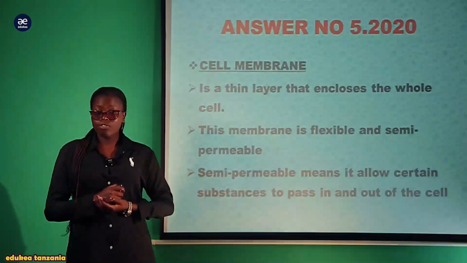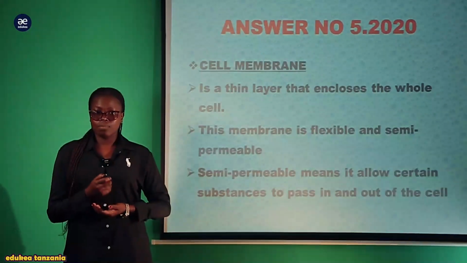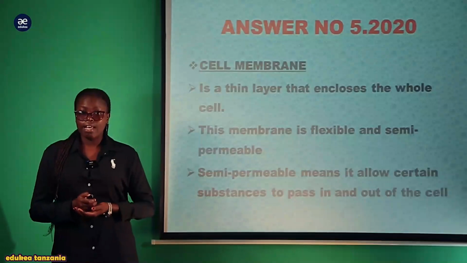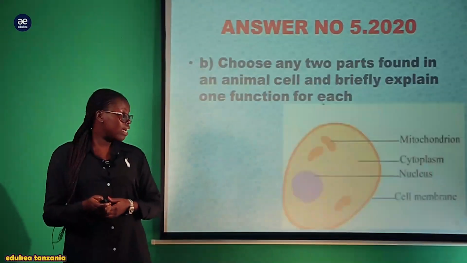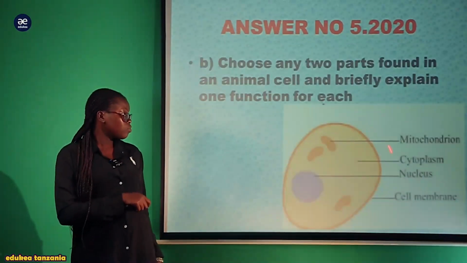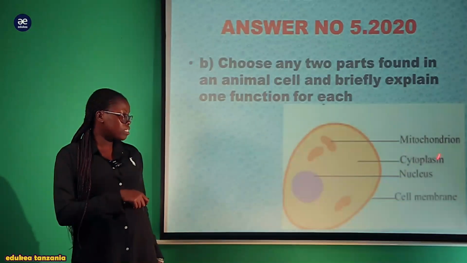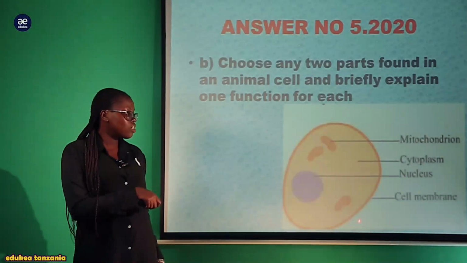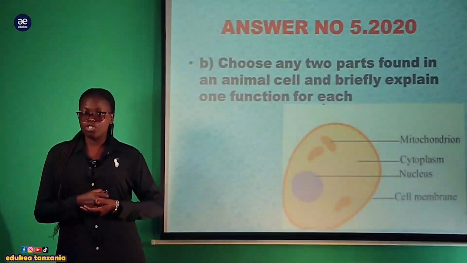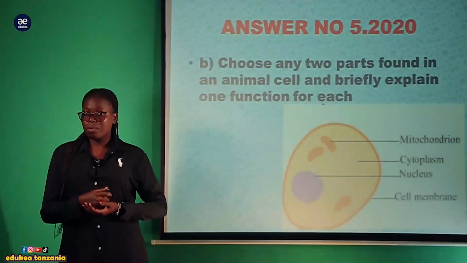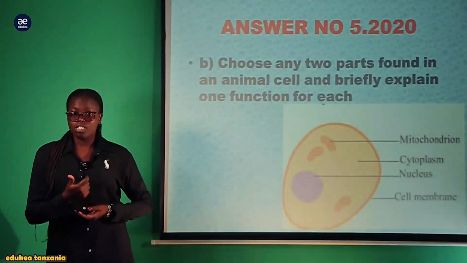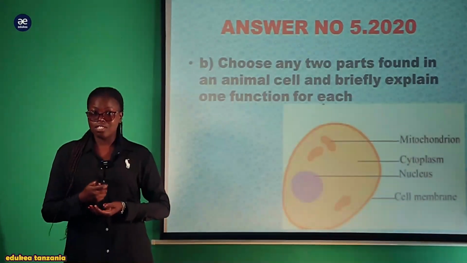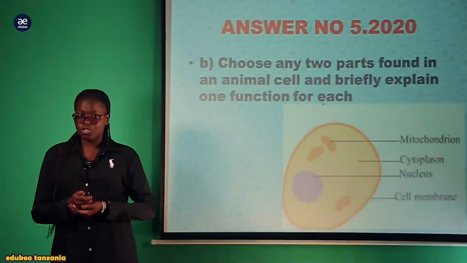So, I have chosen the cell membrane as my point of interest. As you see in this diagram, these whole contents which are found within here, mitochondria, cytoplasm, and nucleus, they are enclosed and surrounded with this cell membrane. So what is the function now? The function of the cell membrane is to enclose all the contents which are found within the cell. So its main function is to offer protection.